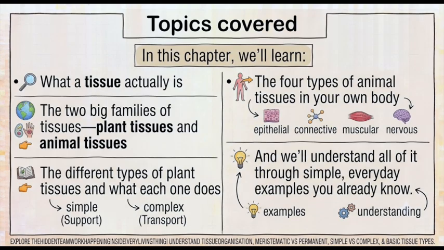So let's take a look at what we learn in this chapter. What a tissue actually is, the two big families of tissues, that is plant tissues and animal tissues. In plant tissues, you'll get to know the different types of plant tissues and what each one does, and the four different types of animal tissues in your very own body. And we'll take a look at all of this through simple everyday examples that you will see around you.